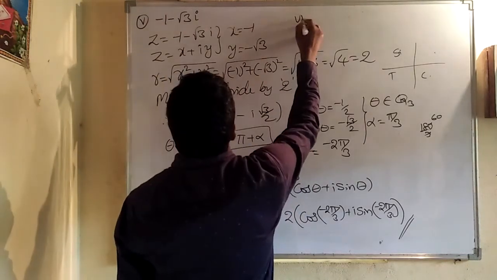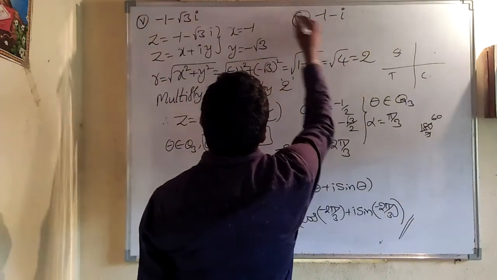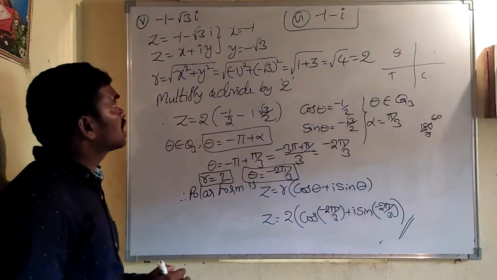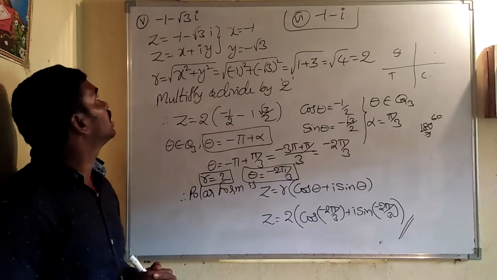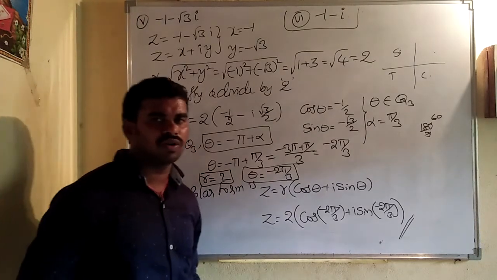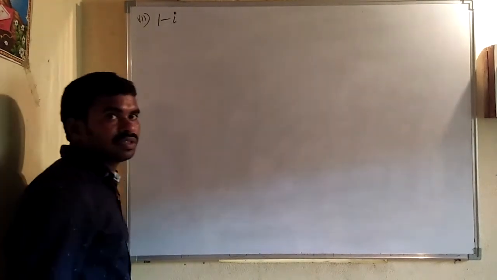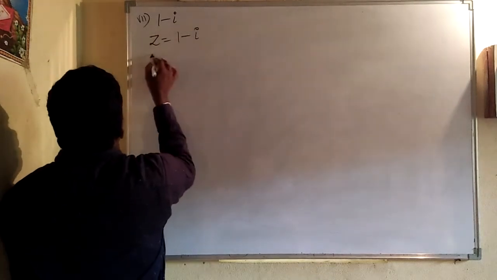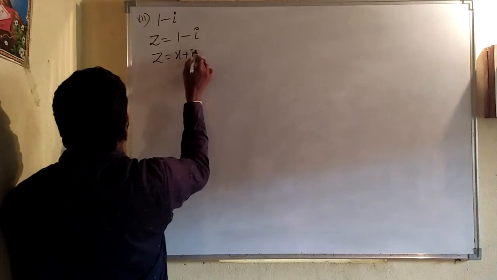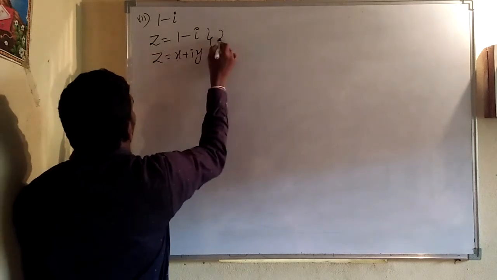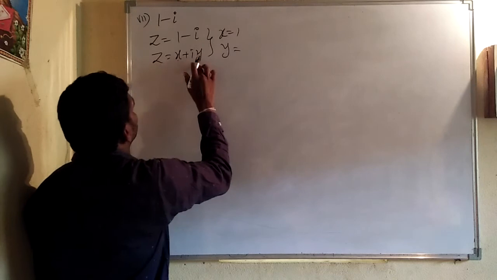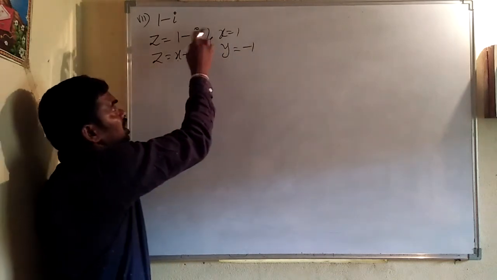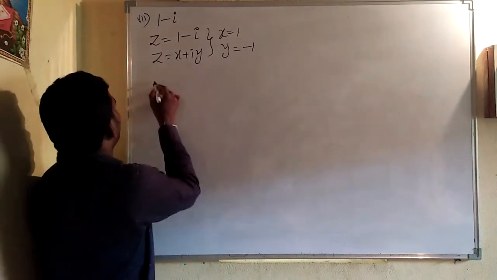Similarly, do it. I am taking the 6th question, minus 1 minus i polar form. Let's take theta belongs to the 4th quadrant. The last question in this polar form: 1 minus i. So z equal 1 minus i. Compare with the general form x plus iy. What is the x value? 1. What is the y value? Minus 1, because the coefficient of i is minus 1.